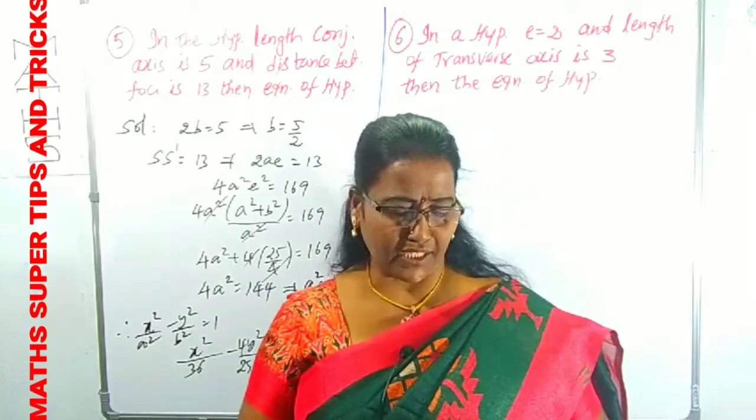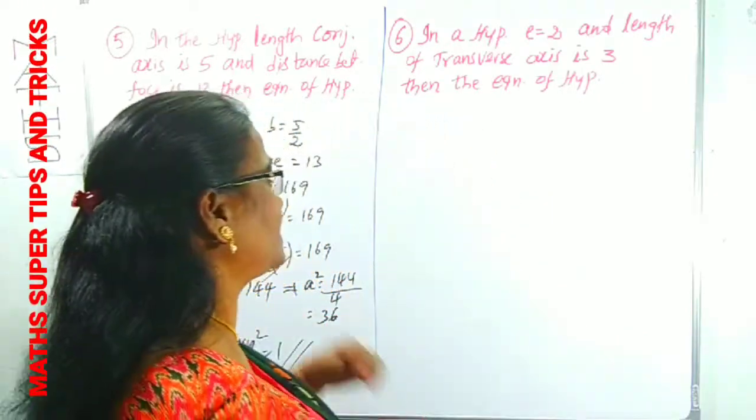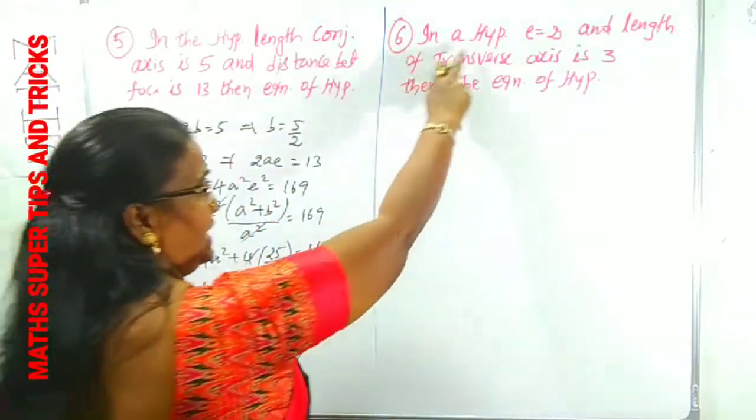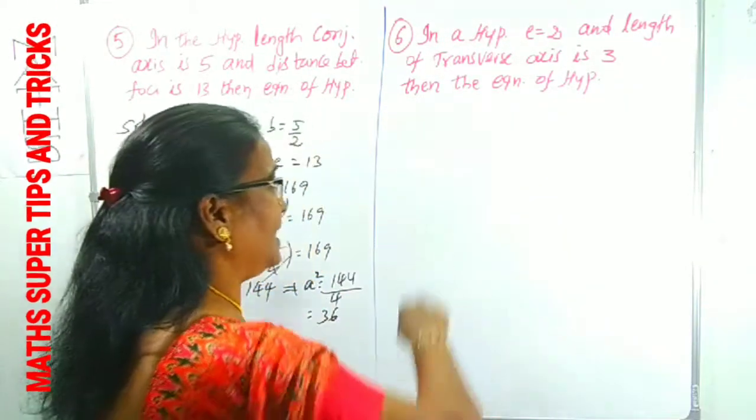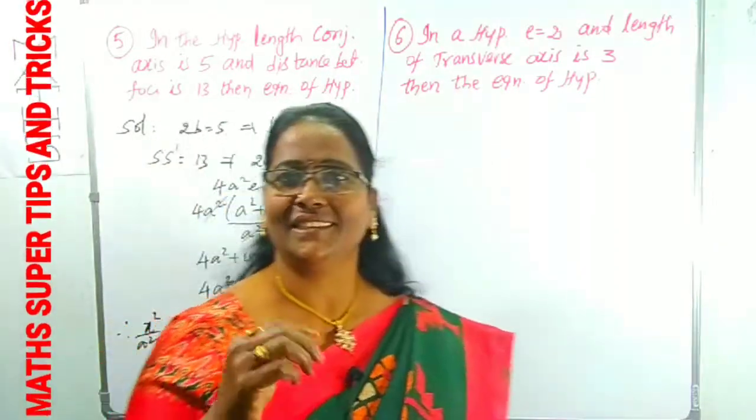Is it clear? Now I can come to question number 6. Here also, what is given? In a hyperbola, e is given as 2, the eccentricity is given, and the length of the transverse axis is given as 3.